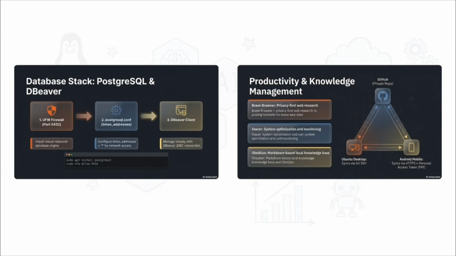On the productivity side, we install the Brave browser for privacy-first web research, Obsidian for managing a Markdown-based local knowledge base, and Stacer. Stacer is great. It optimizes and monitors your Ubuntu system's RAM and CPU usage while those super heavy AI models are running.